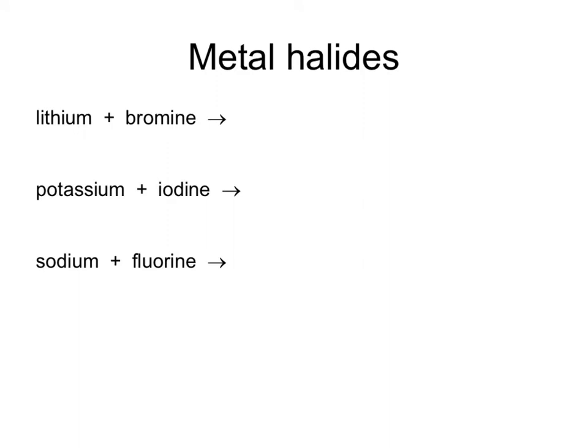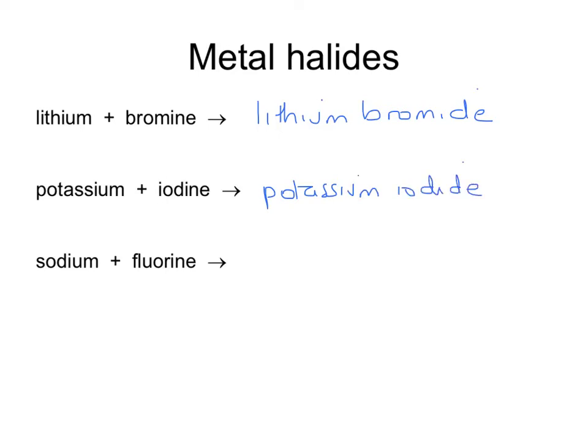So constructing word and symbol equations for these, lithium plus bromine would give lithium bromide. Potassium and iodine would give potassium iodide. Sodium and fluorine would give sodium fluoride. So in each case we're getting the metal halide.